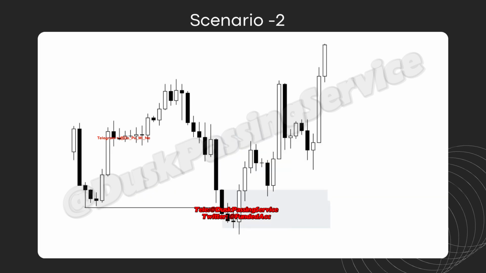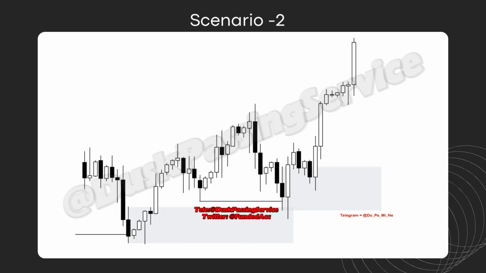So here's scenario 2, and in this case price closed above the whole candle including the wick. So in this case we would also use the wick of the candle as an order block too, right? And we would include the wick as well with the body. Now here is another example in which price closed above the wick, so I use the wick as an order block too.